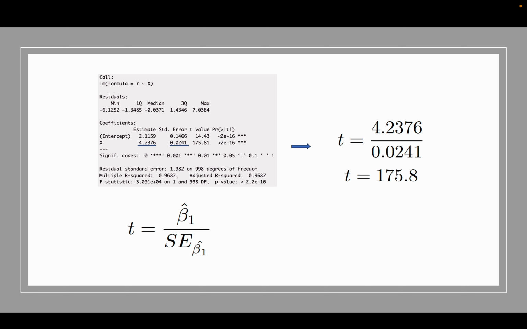So right here we are computing the t-statistic using the simulated data. We divide the slope estimate, which is 4.2376, by the standard error, which is 0.0241, and we get the t-statistic value to be 175.8. While I'm not computing the p-value here, we can reject the null hypothesis that the true slope is 0, given that the test statistic is far from 0. But for certainty, we would compute a p-value.